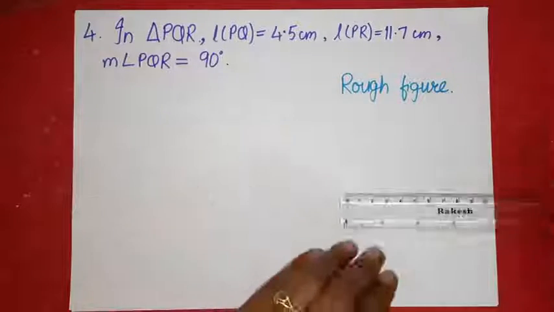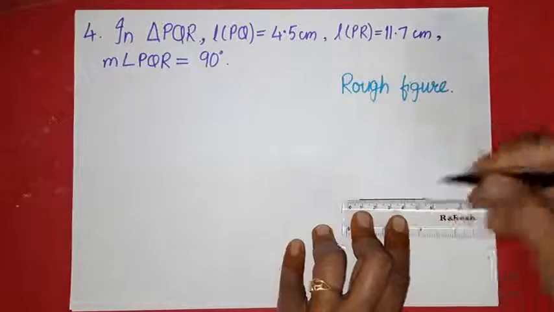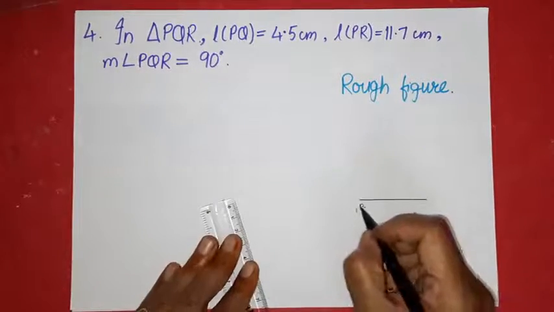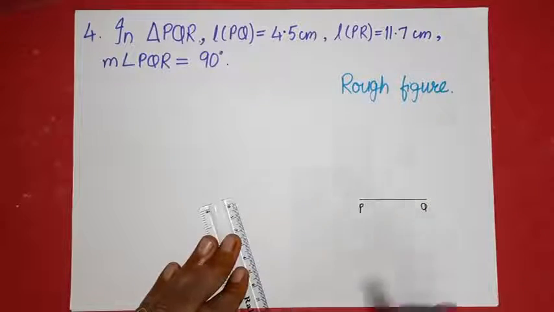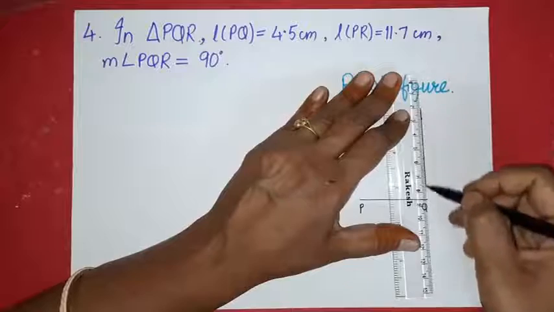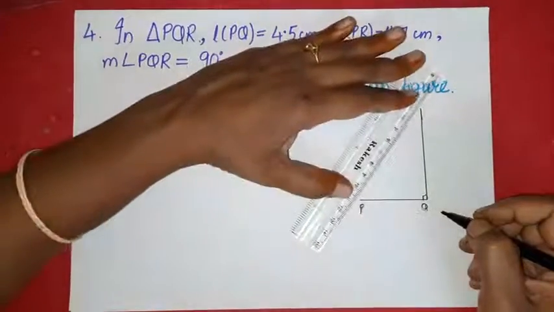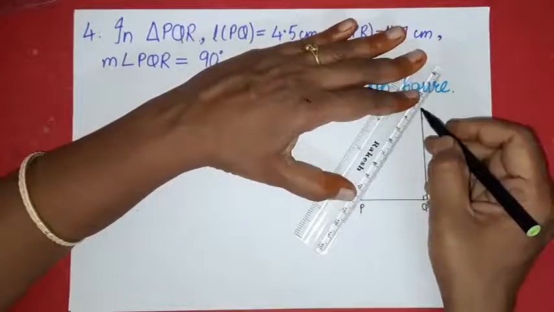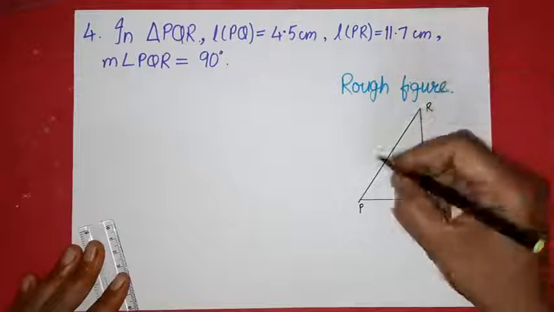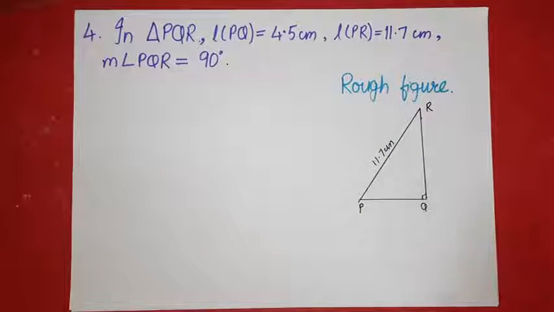Now we will take the side forming the right angle, that is segment PQ, as the base. Here the right angle is formed at the vertex Q. So if we write the name of the segment as PQ like this, at vertex Q we have to draw the right angle. So put the symbol of right angle, join here. This is the vertex R. Here segment PR is the hypotenuse, so its measure is 11.7 centimeter.